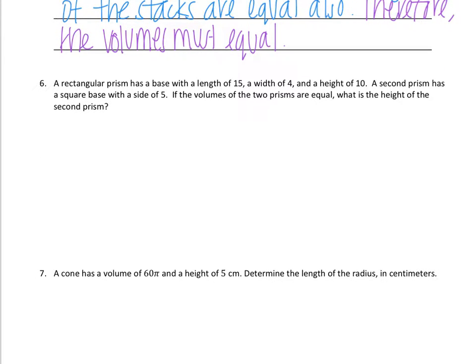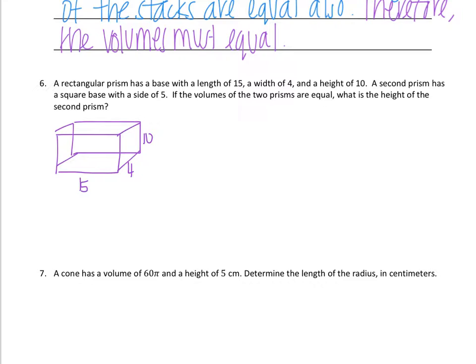Example 6 gives us a rectangular prism with a base that has a length of 15, a width of 4, and a height of 10. So let's try to sketch this. Remember when we did this the last time on example 1 or together, you draw two rectangles and you connect. A length of 15, a width of 4, and a height of 10.